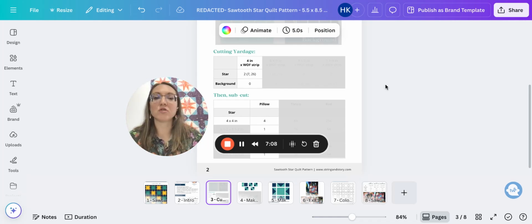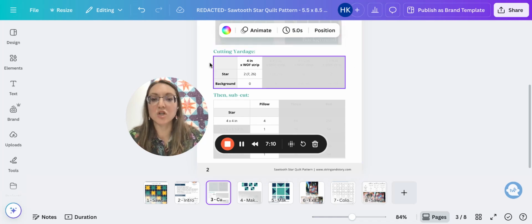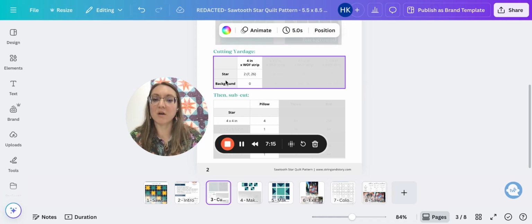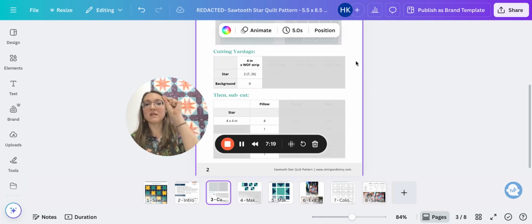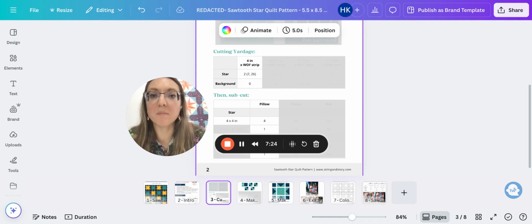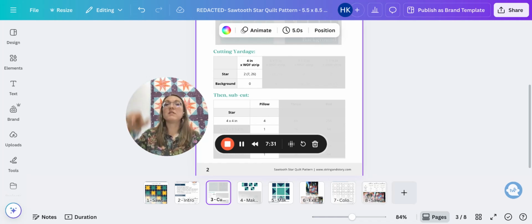So this first chart is labeled cutting yardage. And you can see we only have 2 fabrics, so I've put those down on the left-hand side. And then across the top, I've put the different strip widths that need to be cut. You'll see here that it says 4 inches by WOF strip. That's width of fabric or selvage to selvage.